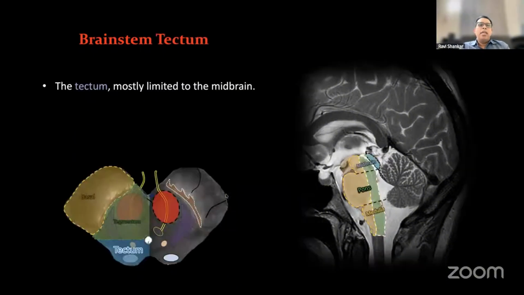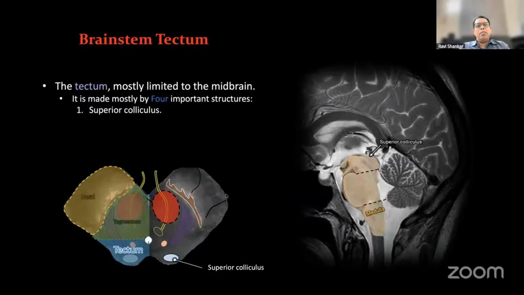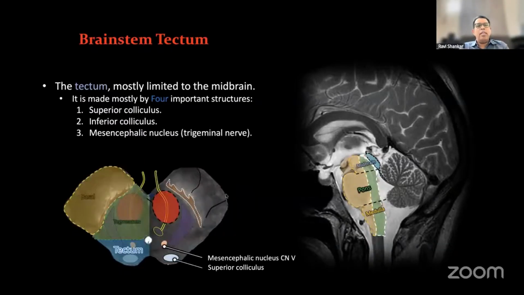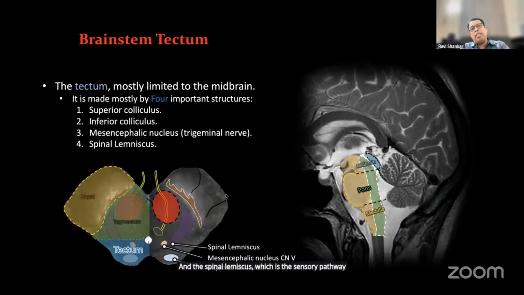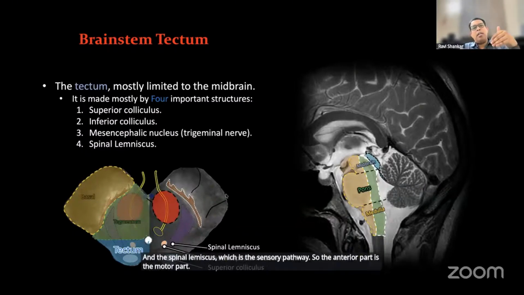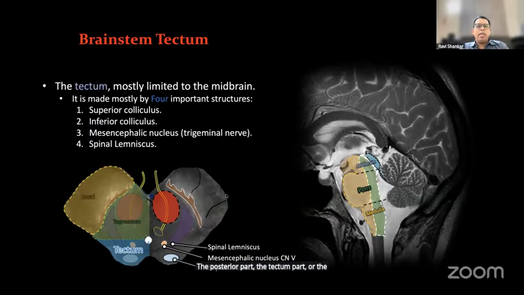The tectum, again, the physiological and anatomical classification is mostly limited to the brainstem, and it consists of 4 important structures, of which 2 are the levels at which we do the study. That is the superior colliculus, the inferior colliculus, the mesencephalic nucleus, which runs from up to down below and back up, and the spinal lemniscus, which is the sensory pathway. So the anterior part is the motor part, and the posterior part, the tectum, is the sensory part of the brainstem.